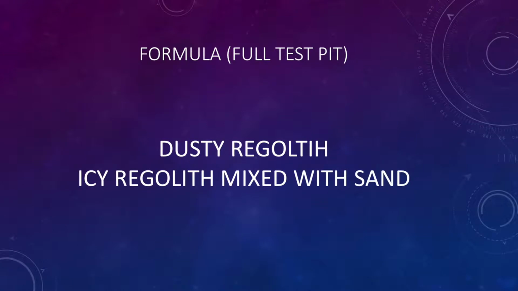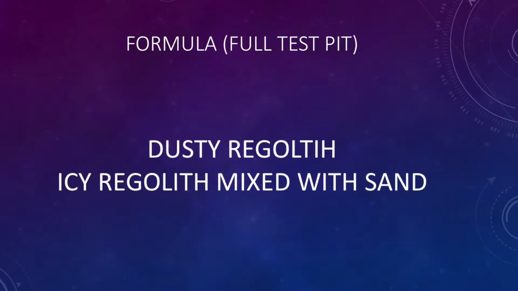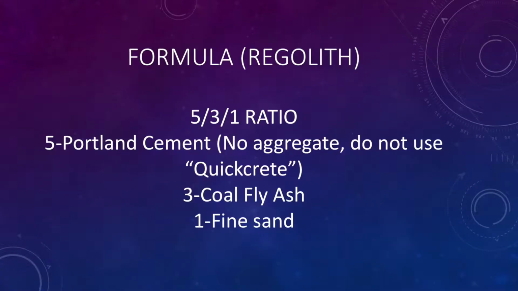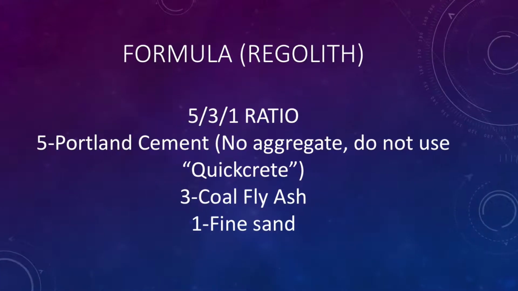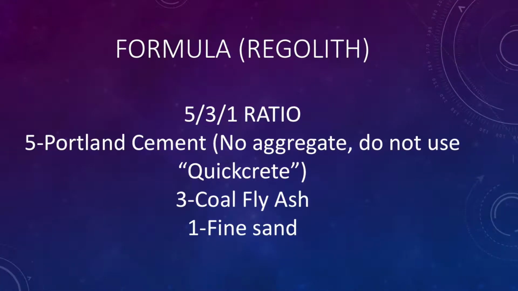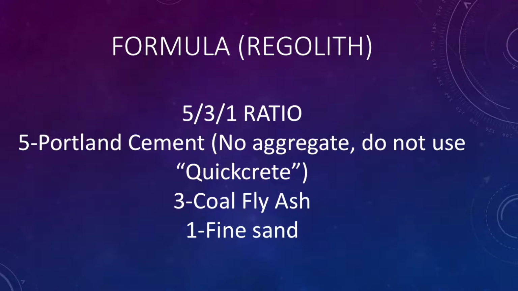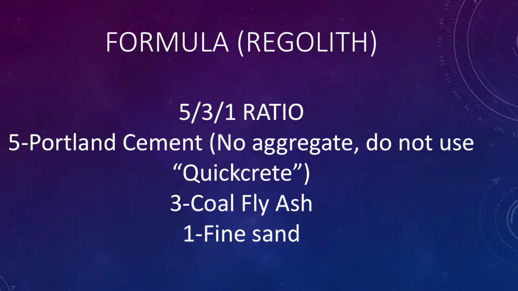Our test chamber contains two parts, dusty regolith on top and icy regolith mixed with sand on the bottom. First, let's go over our dusty regolith formula. Our formula is a 5:3:1 ratio. 5 parts Portland cement with no aggregate, 3 parts coal fly ash, which we received from the Iowa State University power plant, and 1 part fine sand.